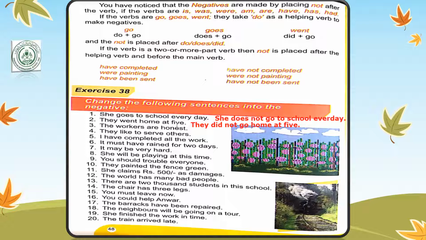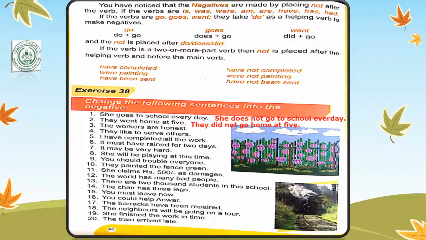So when we have a second form, we will change it into the first form. We say they completed their work at 5. So we will say they did not complete. So completed will be changed into the first form, complete. Number 3, the workers are honest. The workers are not honest. Number 4, they like to serve others. They do not like to serve others, because both are present simple tense.